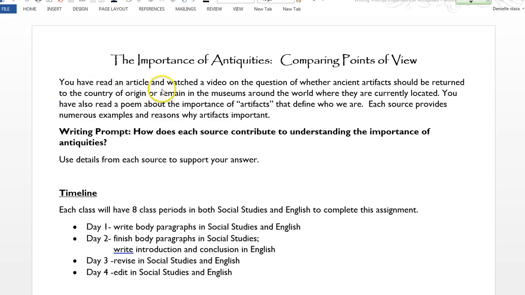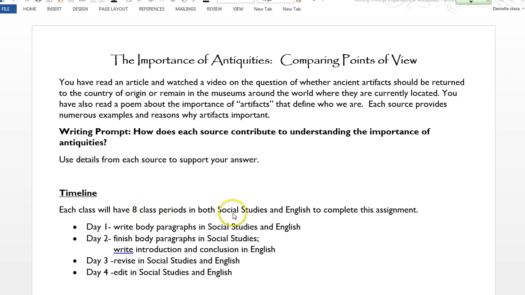You've read an article and watched a video on the question of whether ancient artifacts should be returned to the country of origin or remain in museums around the world where they are currently located. You've also read a poem about the importance of artifacts that define who we are. Each source provides numerous examples and reasons why artifacts are important. How does each source contribute to understanding the importance of antiquities? Use details from each source to support your answer.